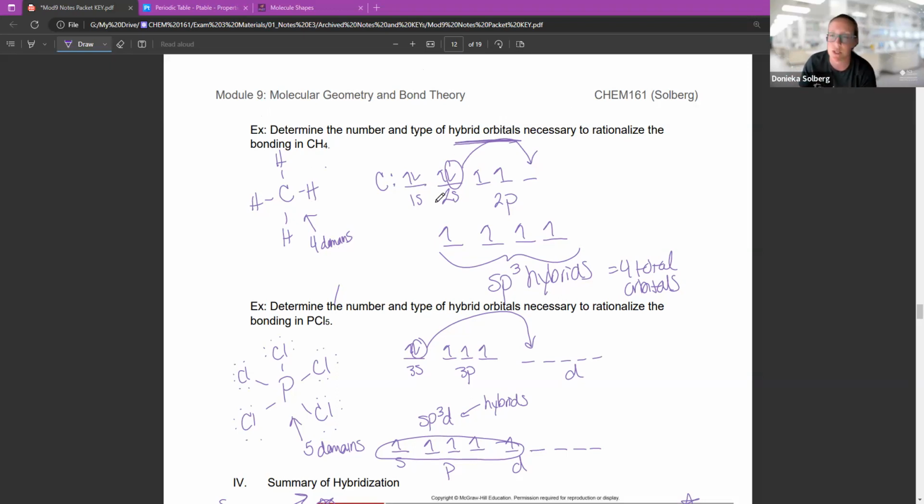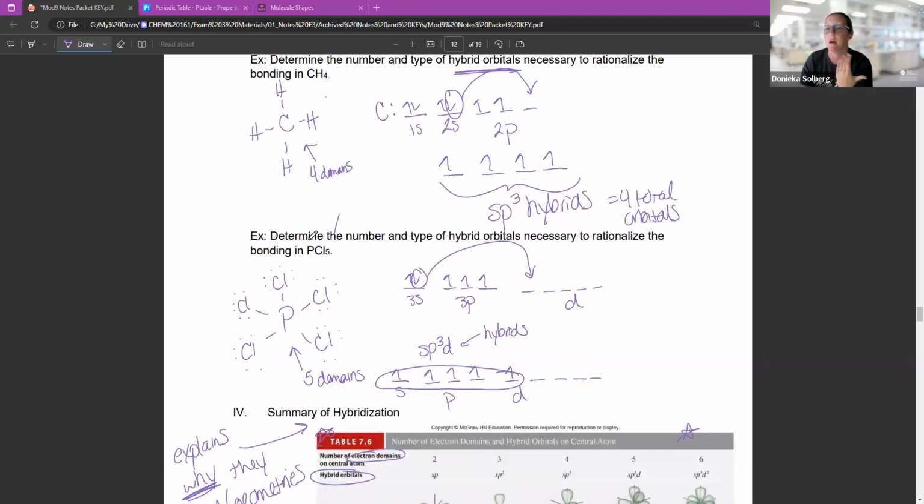Now, if I wanted to show it with the electrons, this is carbon's electron configuration. Notice there's only 2 here that would be able to bond, but it's making 4 bonds. So I promote 1 over here. Now I have an S and 1, 2, 3 P orbitals that are going to hybridize. These are the ones that are going to do the bond. So if I have an S and 3 P's, I have sp3 hybrids, 4 total orbitals, ready to go. That is literally it.